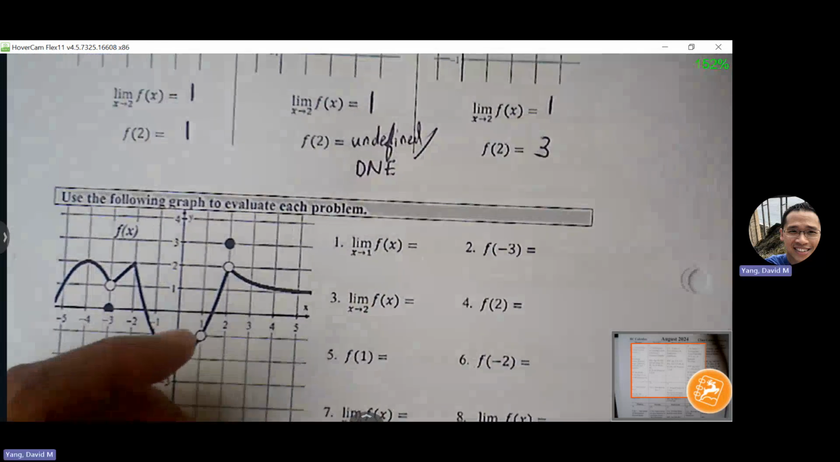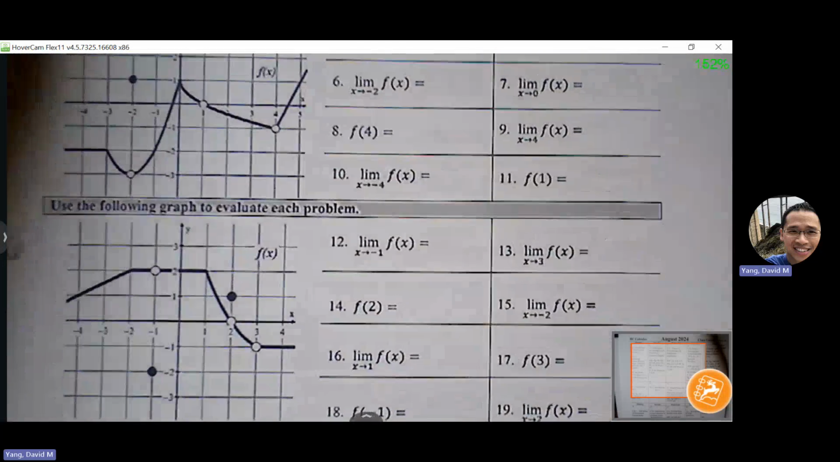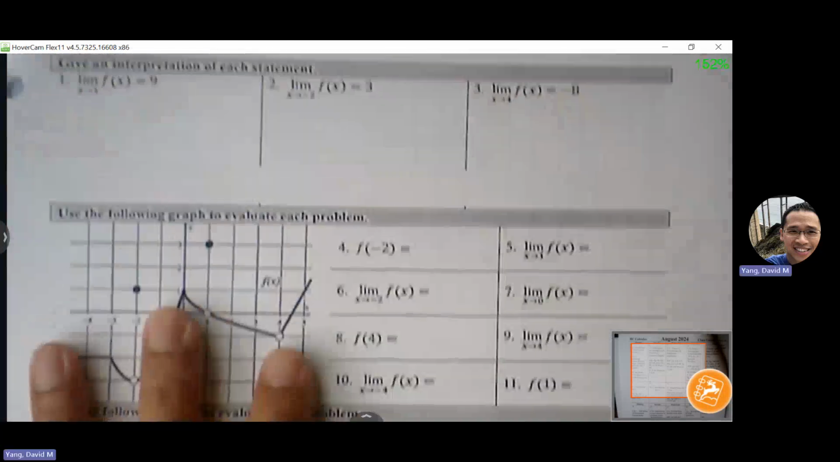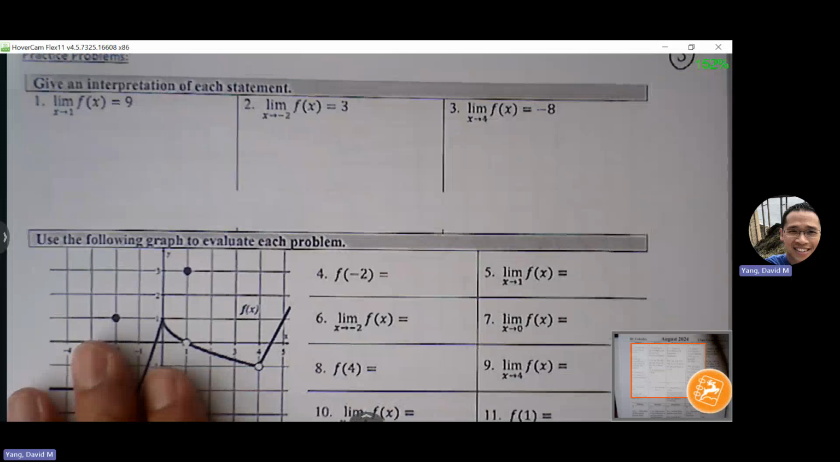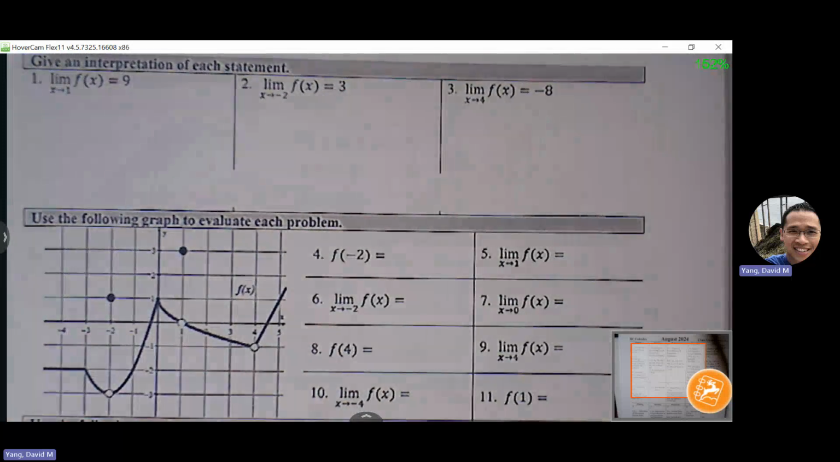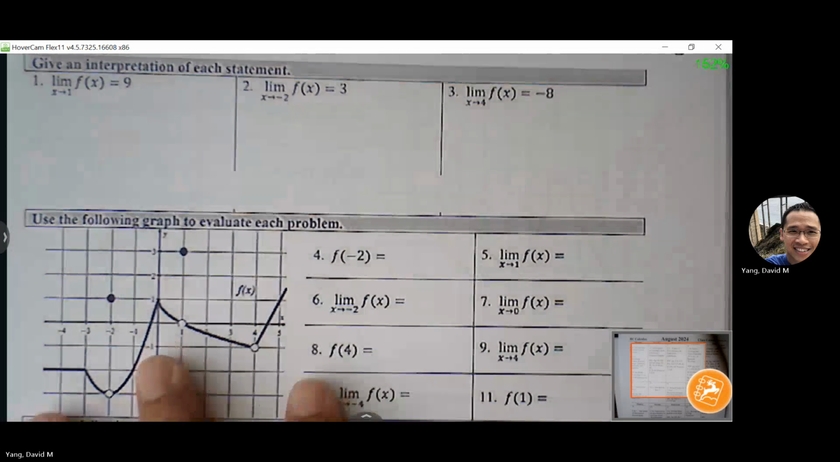Okay, let's see how much of page 3 we can do. I'm going to walk around and see if I can answer any questions, and then I'm also going to put the answers up where you guys can check it. Page 3.